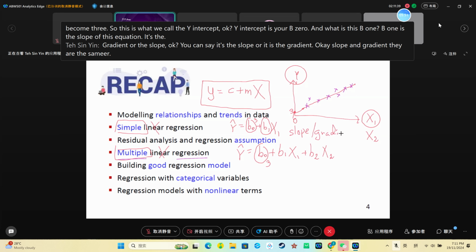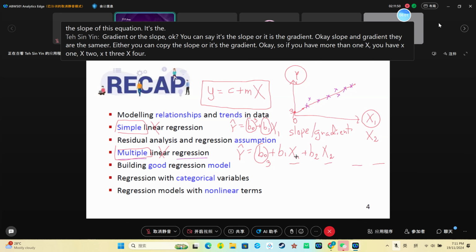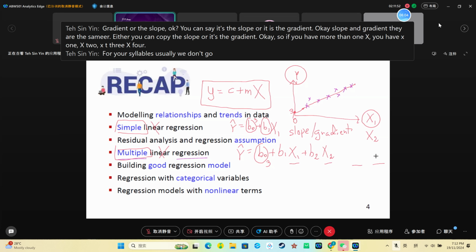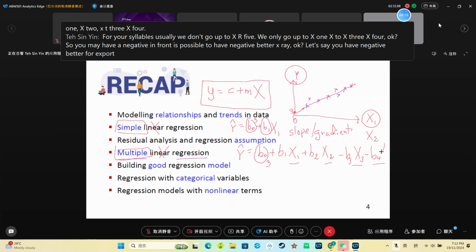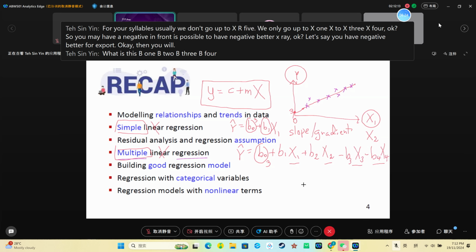Either you can call it a slope or it's a gradient. Okay, so if you have more than one x, you have x1, x2, x3, x4. For your syllabus, usually we don't go up to x5. We only go up to x1, x2, x3, x4. Okay, so you may have a negative in front. It's possible to have negative beta 3 x3. Okay, let's say you have negative beta 4 x4. Then you will say, what is this B1, B2, B3, B4? They are the coefficients of your regression.